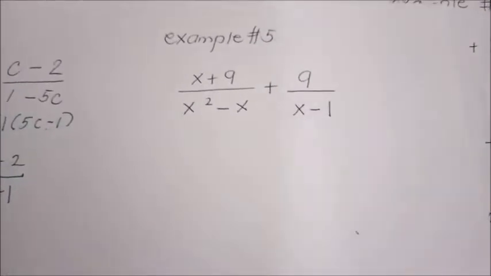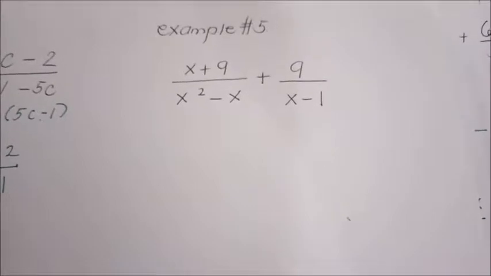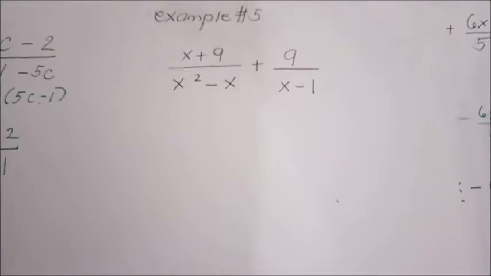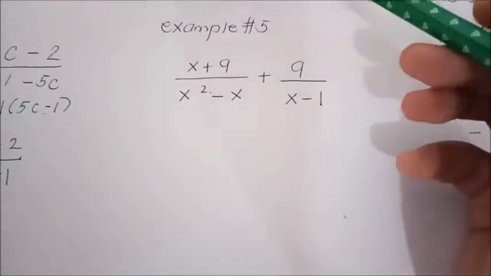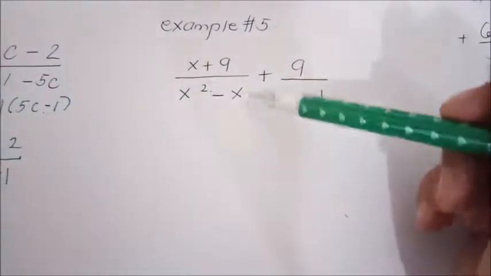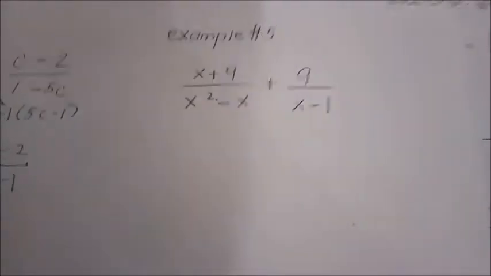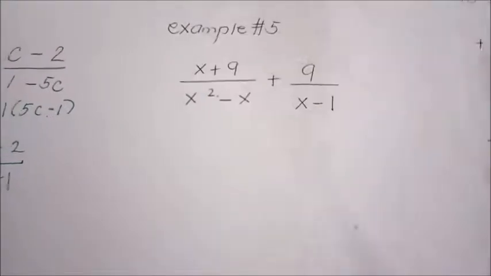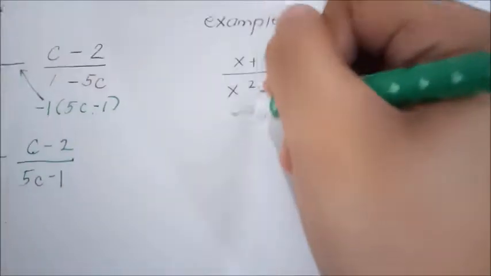Example number 5. x plus 9 over x squared minus x, plus 9 over x minus 1. Okay. So, again, we go into factoring. Why? That's your clue. Okay? We have a common factor. Both have x. This is not difference of two squares. Why? Because x has no exact square root; it's still just the square root of x, no? Okay? So, you can just factor out x from this one.